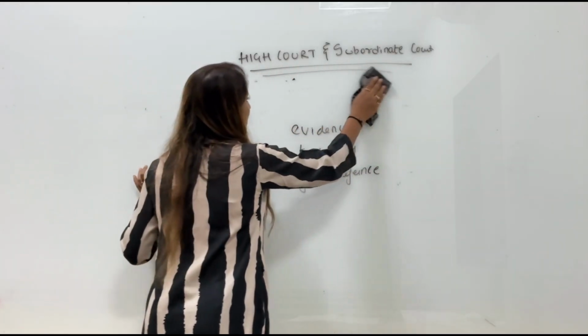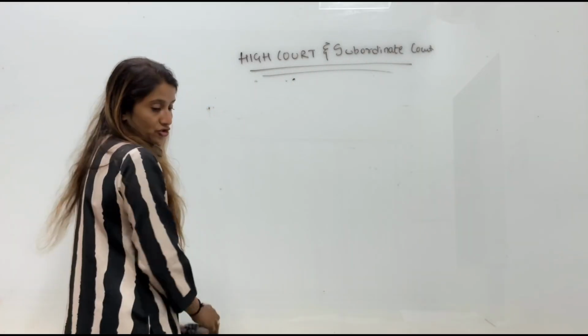And now, last is appellate jurisdiction. Appellate jurisdiction means that if any civil or criminal case has been decided by a subordinate court, and you are not happy with the judgment given by the subordinate court, by way of appeal you can take that matter to the High Court. The High Court will hear your appeal in both civil and criminal cases and will do the needful.